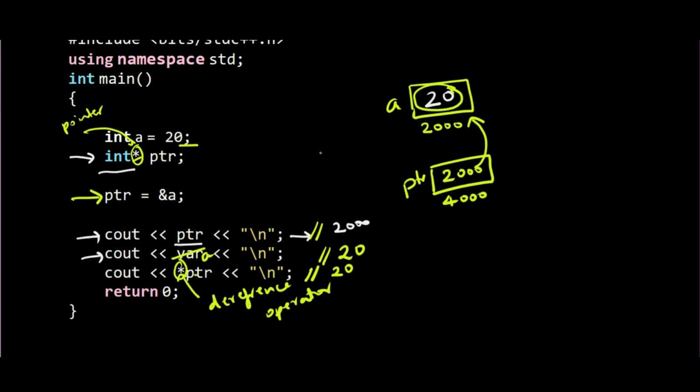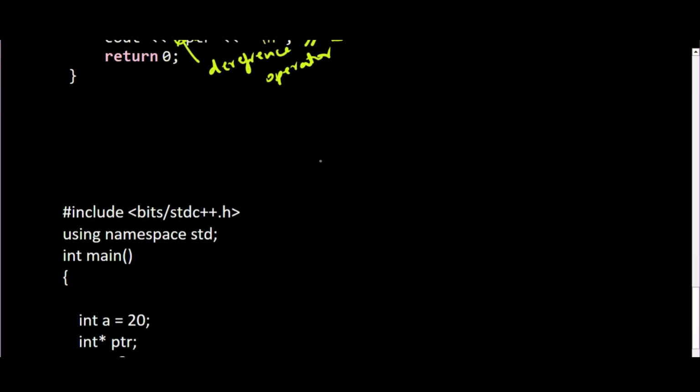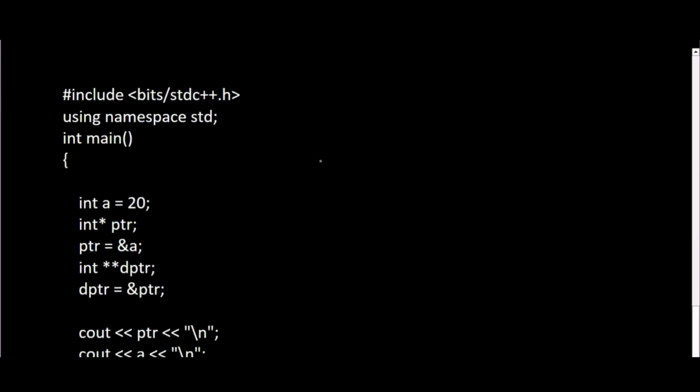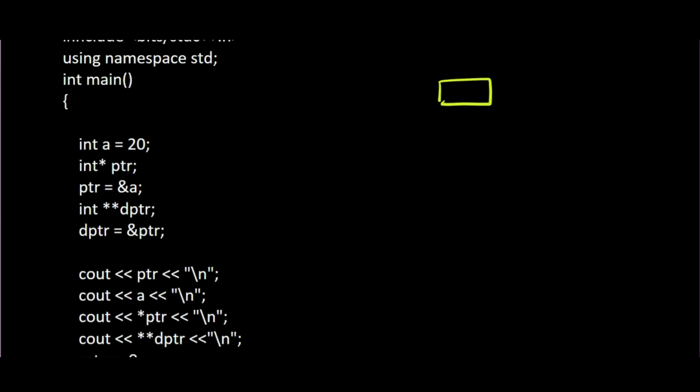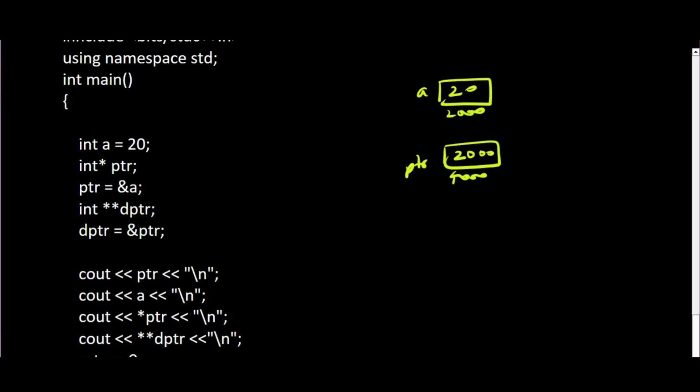So now let's move to the double pointer. What is a double pointer? It is also a pointer. So we have a as 20, its address to be 2000, and 4000 address. We had ptr, 2000 is stored here. So variable a, ptr storing. Now we declare a double pointer.